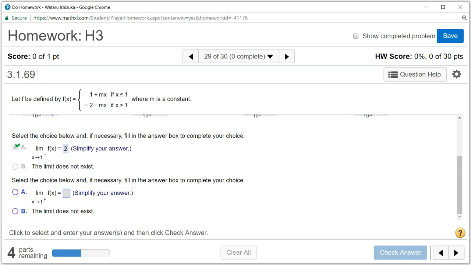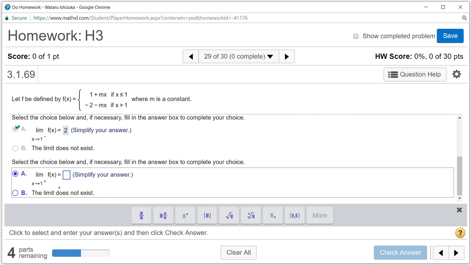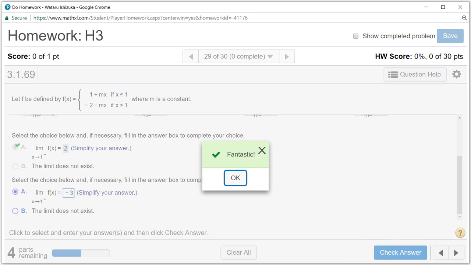Next one. Here x is approaching 1 from the right, so we have to use the bottom formula. m is 1 and x is going to 1, so you have negative 2 minus 1 times 1. Negative 2 minus 1 is negative 3, so the answer should be negative 3. Check the answer. We got that.